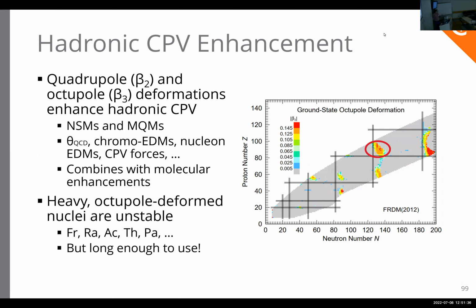But a challenge with octupole-deformed heavy nuclei is that, unfortunately, all heavy octupole-deformed nuclei are unstable, meaning they all undergo radioactive decay on a wide range of timescales, from infinitely short to up to a few thousand years. Thorium-229 is like 6,000 years. Radium-225 is like 2 weeks. Some of them are minutes, like francium. But it's all long enough to use. These all have isotopes which last long enough that you can still do a precision measurement with them.